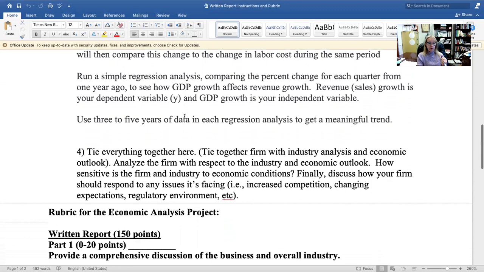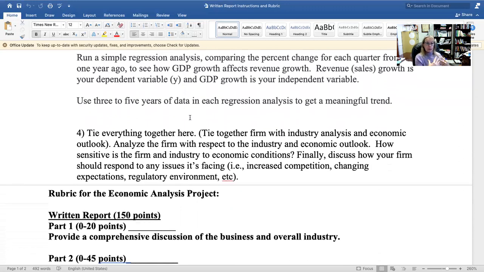And then for part 4, you're going to tie everything together. Tie together your industry analysis with your economic outlook. Analyze the firm with respect to the industry and the economic outlook. How sensitive is the firm to these economic conditions that you've been analyzing? And how should your firm maybe respond to increased competition, changing expectations, the regulatory environment, just anything you can think of? How should your firm respond to the issues?